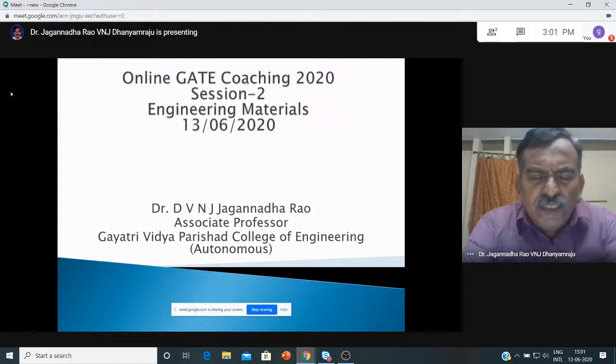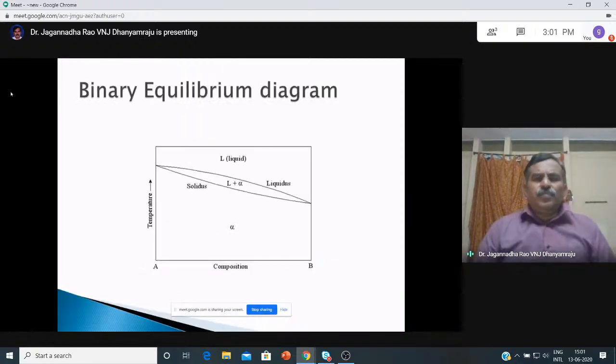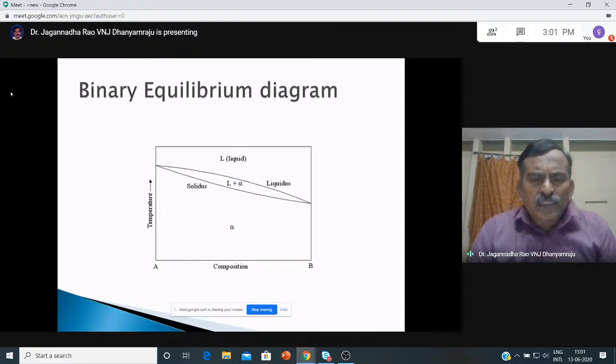Again I am telling you, you better be equipped with a pen and a notebook, to note down various formulae that are used in problem solving. So today let us start phase diagrams, right?